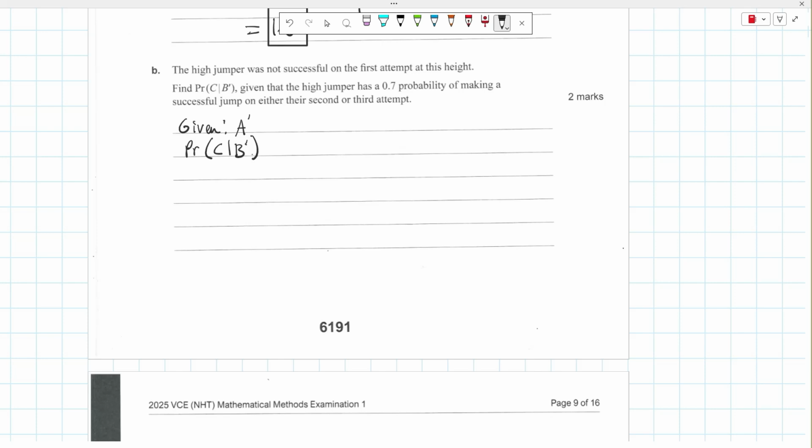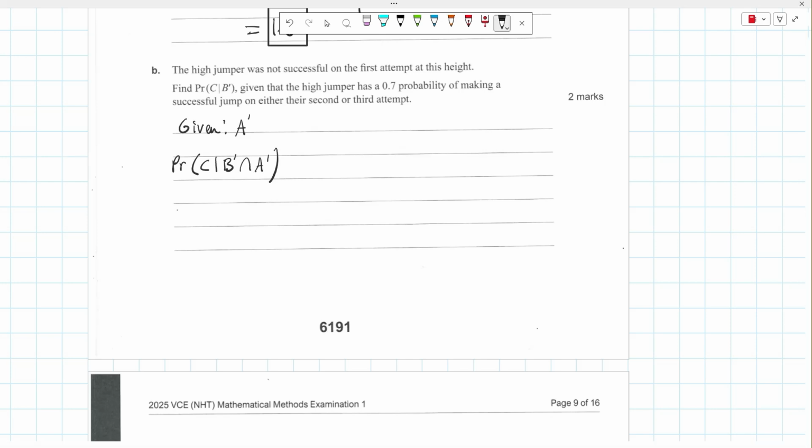Okay, let's dissect this. So probability of C given B complement, right? Let's write this a bit more accurately, because we're trying to find the probability of C given that B did not occur, right? And A did not occur, because A is also a given, right? So they're asking us to really find probability of C given that B did not occur and A did not occur, right? Because this is also a given. So that's what we have to find, right?